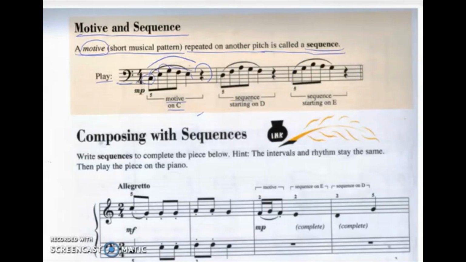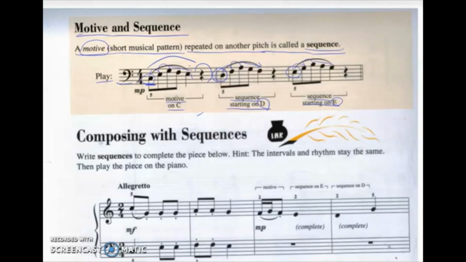So this is a sequence. Basically, a sequence of the motive starting on D. The first note is D, and then the structure is the same. So skipping up, D, F, A, and then stepping down, A, G, F. And then the next sequence is a sequence on E. This is E, right? So again, same structure as the motive, E, G, B. So skipping up and stepping down at the end.